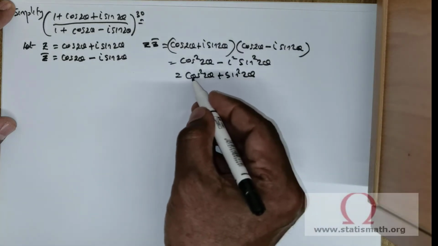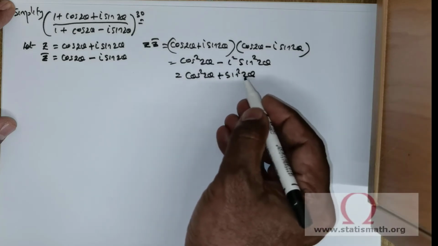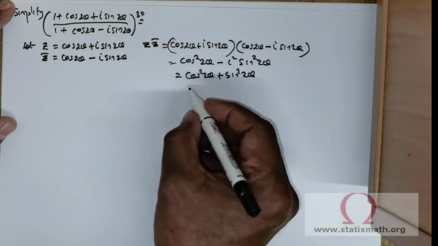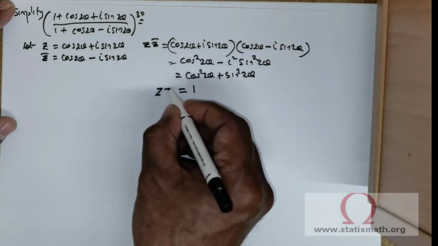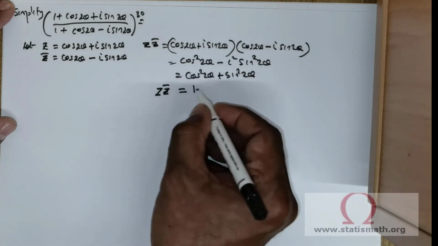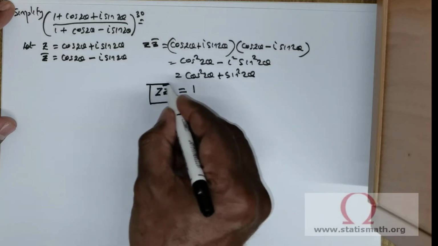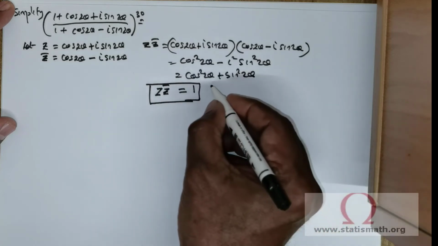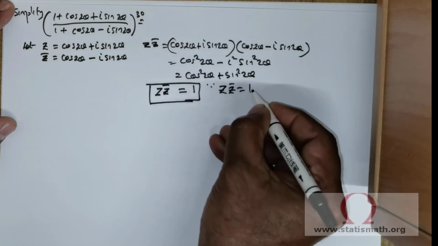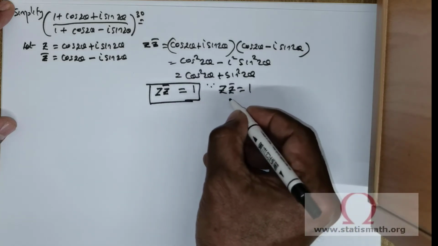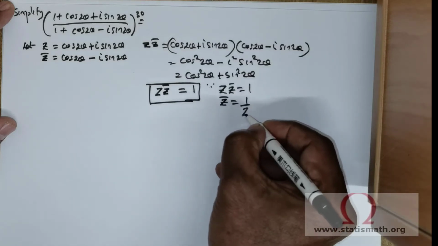But what is cos² θ? In fact, instead of 2θ, if you were to place θ there, this is nothing but cos² θ + sin² θ, which is equal to 1. And on the left side, you got z multiplied with z bar is equal to 1. So this is a very important result that we would be using. Now, since z multiplied with z bar is equal to 1, I can clearly write from here z bar is equal to 1 over z.